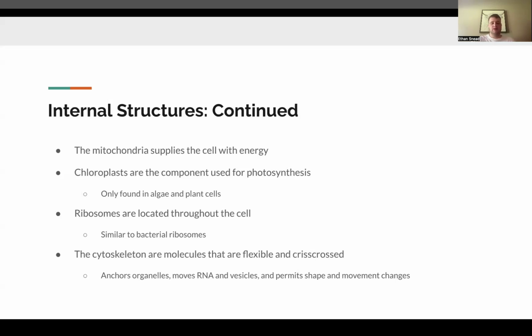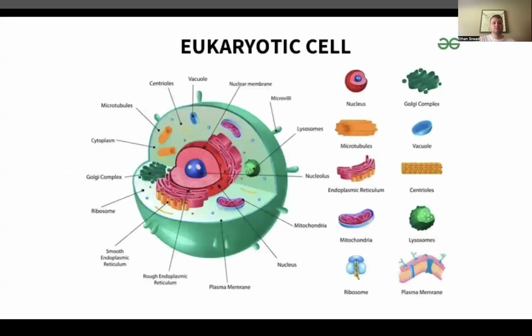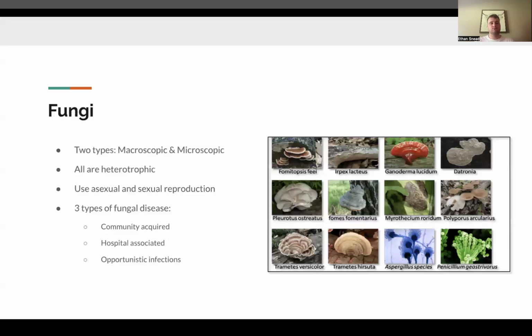The cytoskeleton is made up of flexible molecules that are positioned in a crisscross formation. It anchors organelles, helps move RNA and other vesicles, and helps give the cell shape. The cytoskeleton also has three different types of filaments: the actin filament, microtubules, and the intermediate filament. This is a representation of a labeled eukaryotic cell.